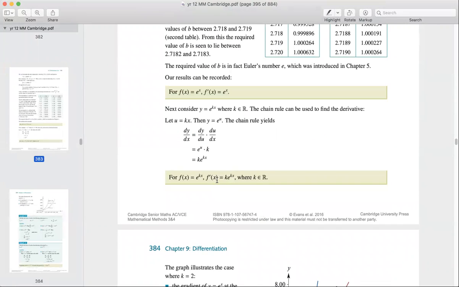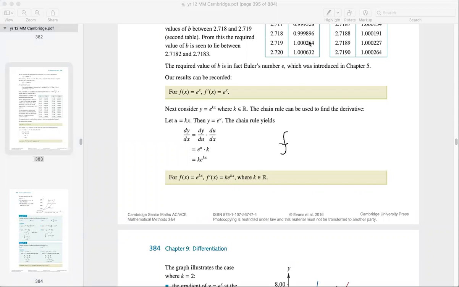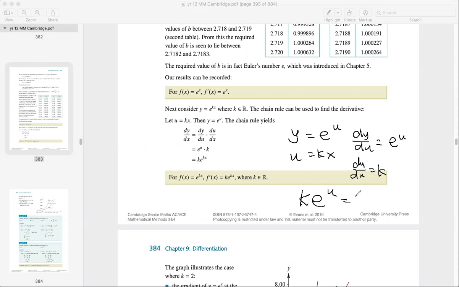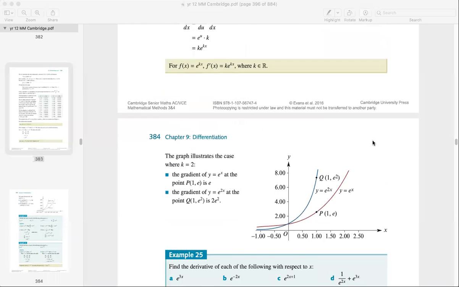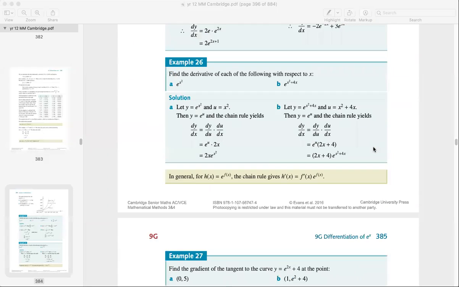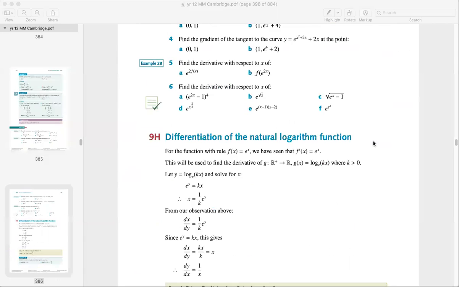And for this part, make sure you guys know that my f(x), or maybe I should write it like this, my y equals e to the power of u, my u equals kx. After that, my dy/du is e to the power of u, my du/dx is k. So I multiply them together and get k times e to the power of u, which is k e to the power of kx. Okay? And that's it, also for the 9g.